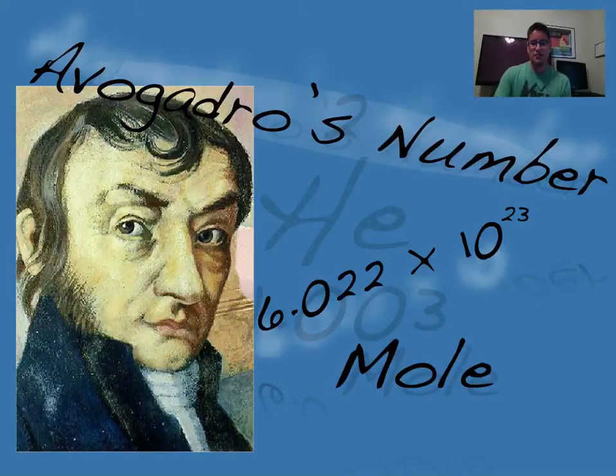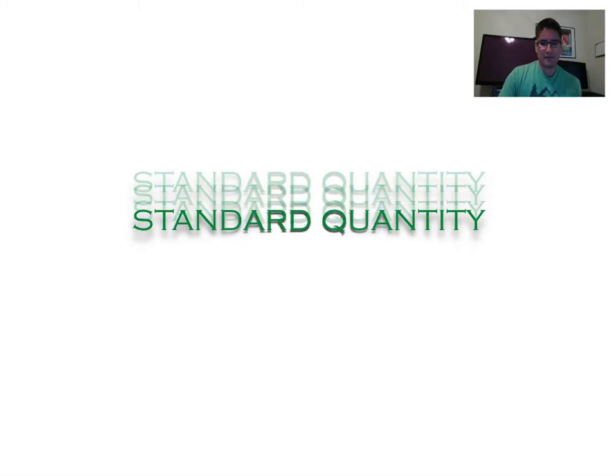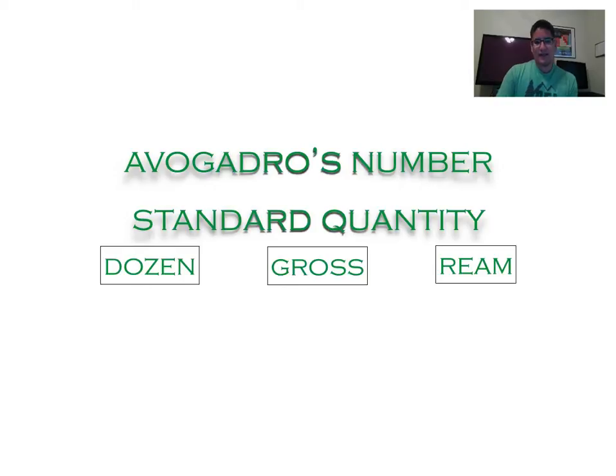So if I look at Avogadro's number, this particular number is very helpful in chemistry. Let's take a look at how that is. So this number is a standard quantity. It's a standard quantity called Avogadro's number, much like the word dozen, gross, or ream is.